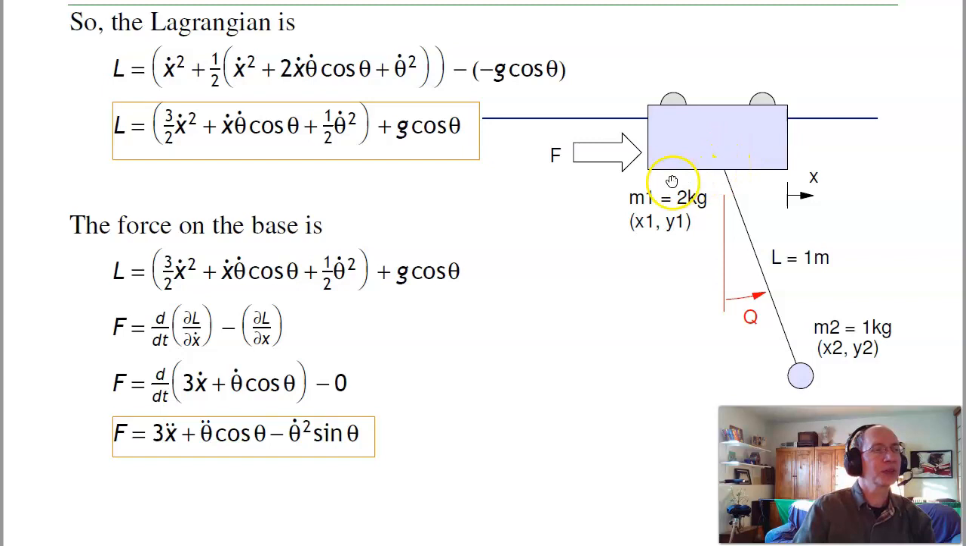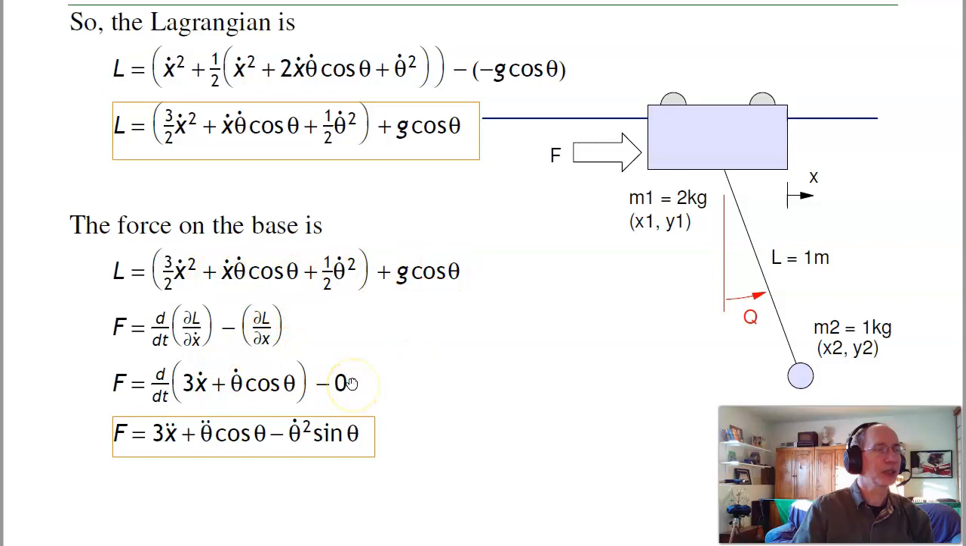The force on the base then is the full derivative with respect to t of the partial of L with respect to x dot, the variable associated with the force, minus the partial of L with respect to x. Now the partial of L with respect to x dot: here's an x dot right here, the partial gives you 3x dot. Here's an x dot, plus theta dot cosine theta. And that's it for x dots. There is no x, so that's zero.